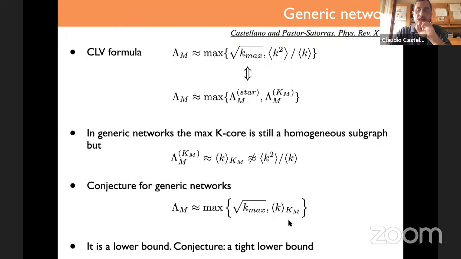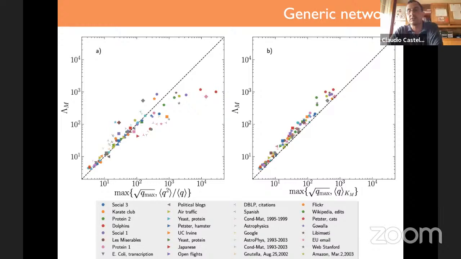This is clearly a lower bound, because the largest eigenvalue of a subgraph is a lower bound for the largest eigenvalue of the whole system. But the hope is that this is a tight lower bound, and actually this turns out to be true.